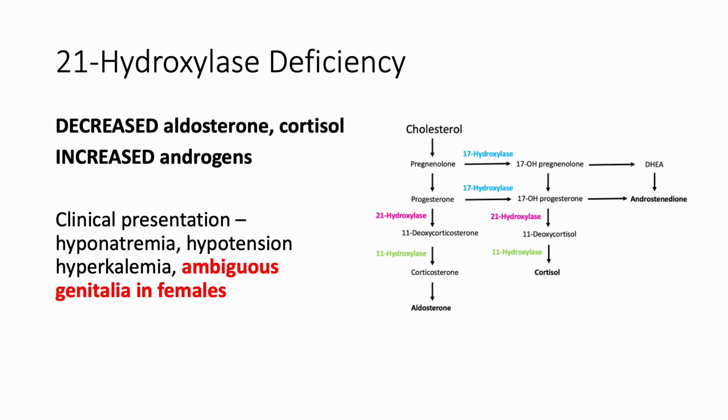And the most important clinical presentation for this deficiency is ambiguous genitalia in females, and this is because of the excess androgen.